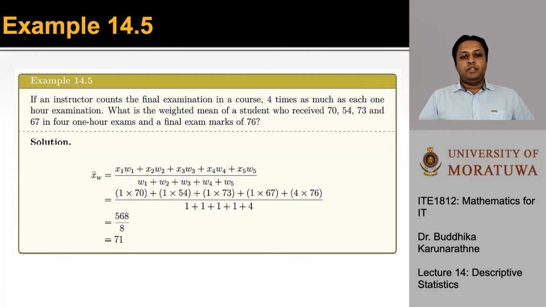So you multiply each of the scores obtained for the 1 hour exams by 1 and get the summation, and you add 4 times the mark obtained for the final exam, that is 4 times 76. That's the special case, which has more weight. And then on the denominator, you have all the weight values, 1 plus 1 plus 1 plus 1 plus 4, which gives you 8. The numerator is 568, which divided by 8, the summation of weight values, gives you 71 as the weighted mean. So you have to take the weight values into account in this case.